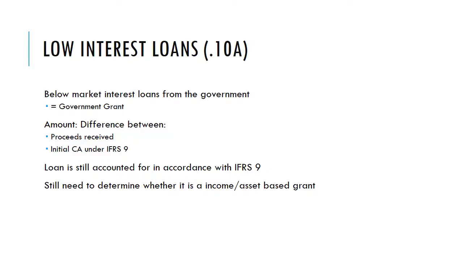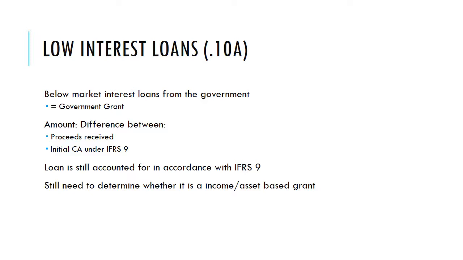Now we are quickly going to look at low interest loans. These are loans that are below market interest that you receive from the government. So this is a government grant. Why is this a government grant? Because in the market you would have paid 10%, but now you pay 5%. So you received a benefit. Therefore, it is a government grant.